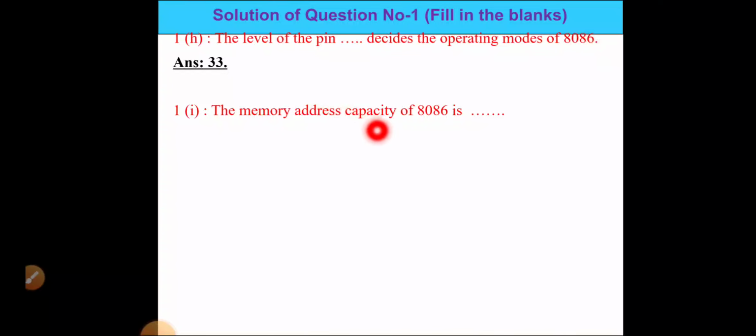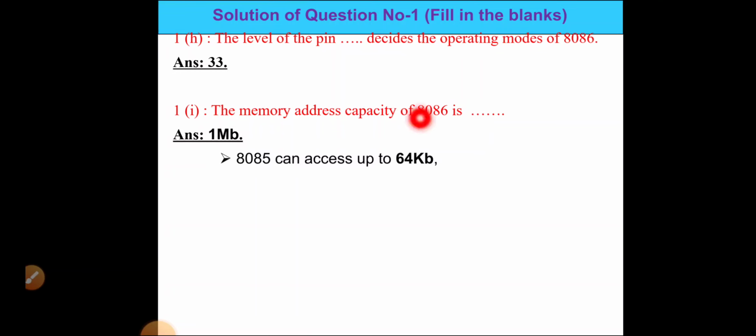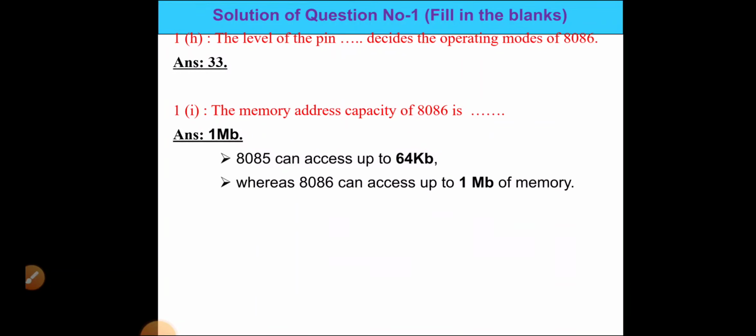The memory address capacity of 8086 is 1 MB, that is megabyte. This question also came in the years 2019, 2020, 2021 and 2022. In 8085 it is 64 KB, but here it is asking about the 8086. So in 8086 the memory capacity is 1 MB. The number of data lines in 8086 is 16.